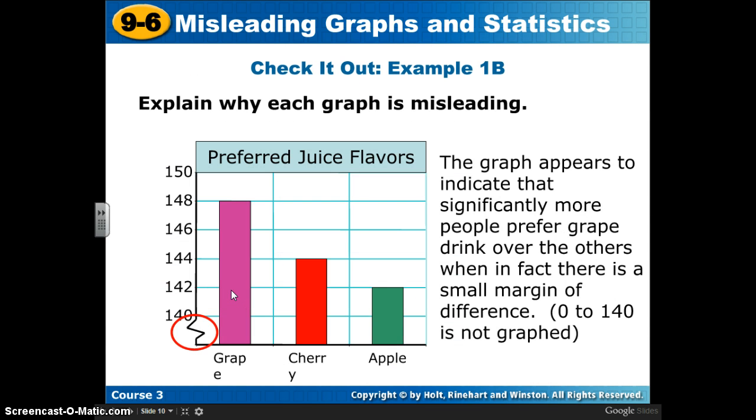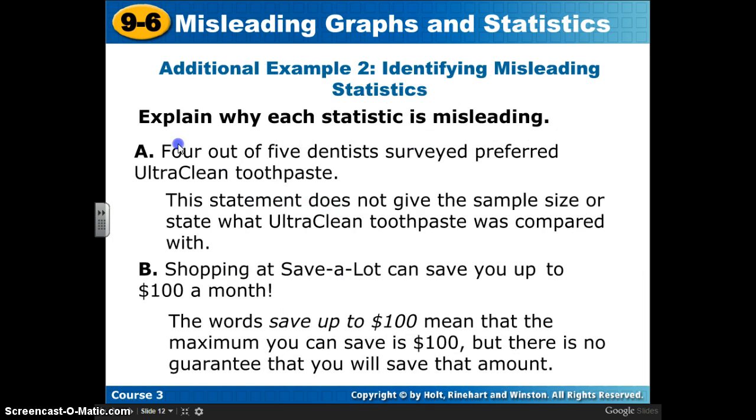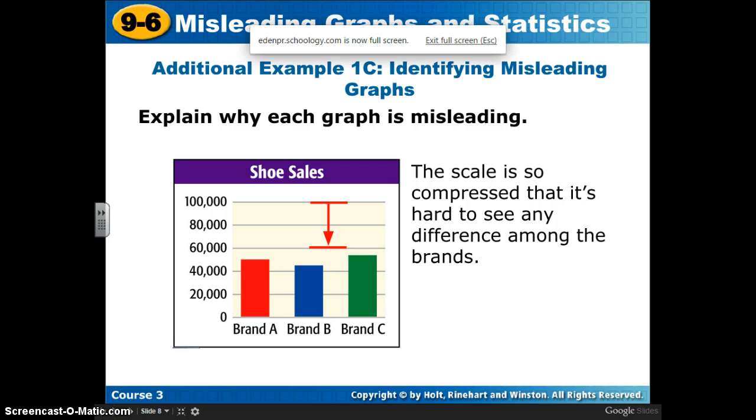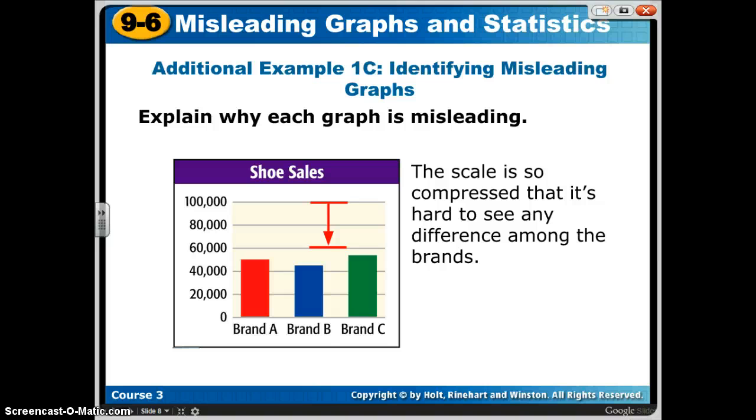Let me go back for a second. We are dealing with big numbers such as 20,000, 40,000, 60,000, 80,000. If you look at brand A, it looks like they've sold about 50,000 shoes. Brand B has sold about 45,000, and brand C, they're well above 50,000. Even though they look like they sold the same amount, we're talking about a difference of thousands because we have really condensed data.